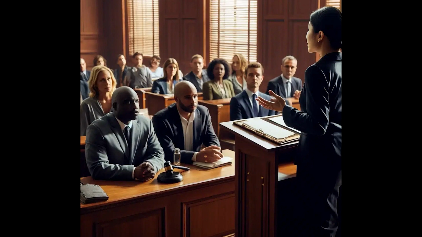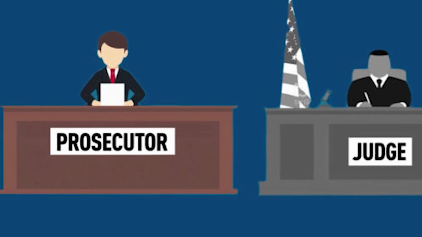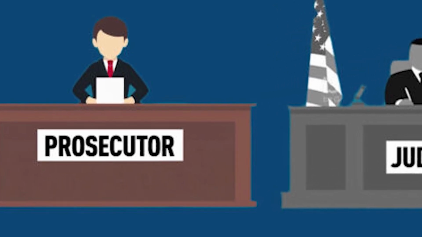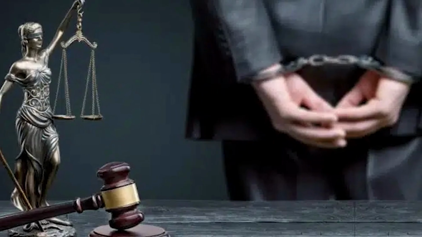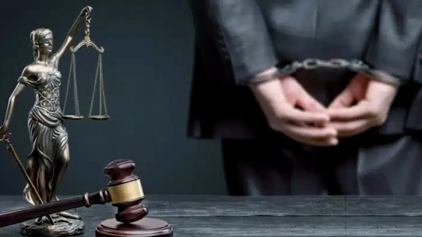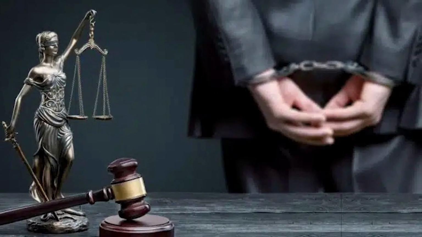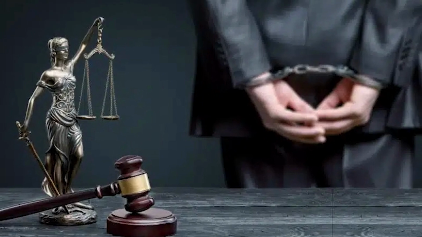In a criminal trial, the two opposing sides are the state, represented by the prosecutor, and the defendant, typically represented by a defense attorney. The prosecution carries the burden of proof and must demonstrate the defendant's guilt beyond a reasonable doubt. In contrast, the defense works to undermine the prosecution's case and raise reasonable doubt about the defendant's guilt. Ultimately, it is the role of the jury in a jury trial or the judge in a bench trial to evaluate the evidence presented and decide whether the defendant is guilty.